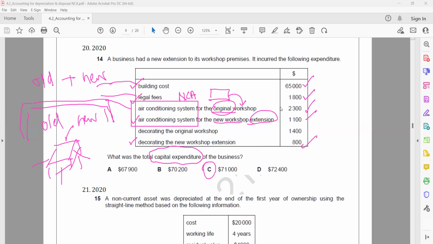This one, and this one. This legal fee refers to the new building cost. Normally, when we want to build the building, we have to get a lawyer to sign all the agreements or do any documentation, and get the approval to build the building. All this is under the legal.